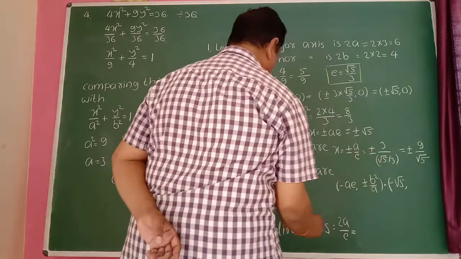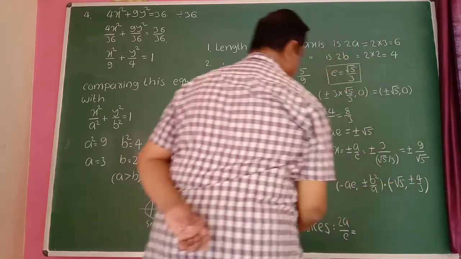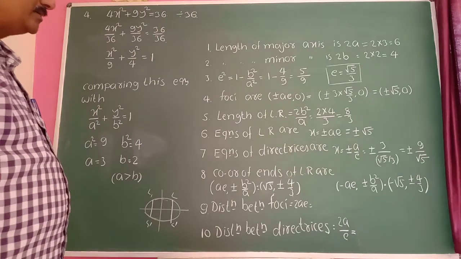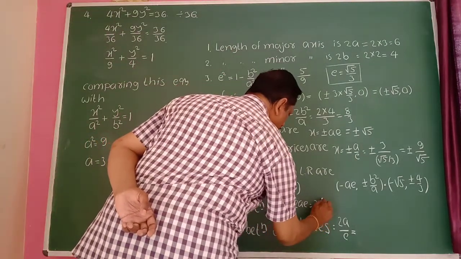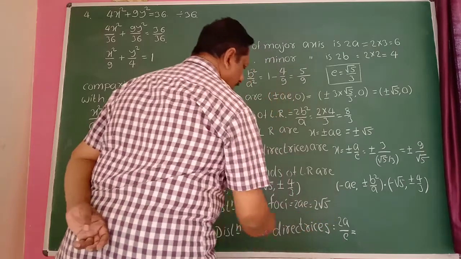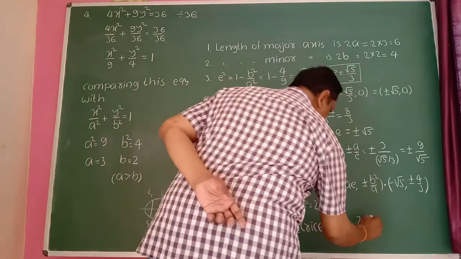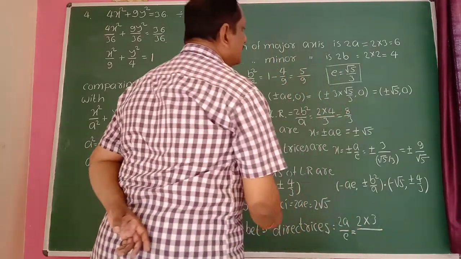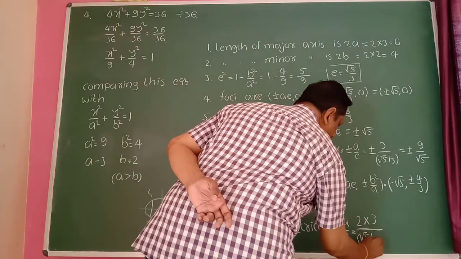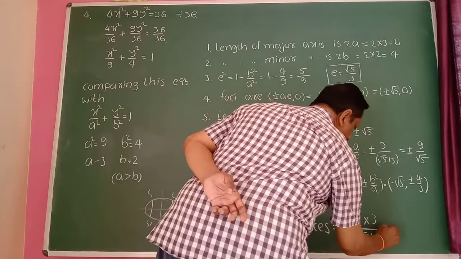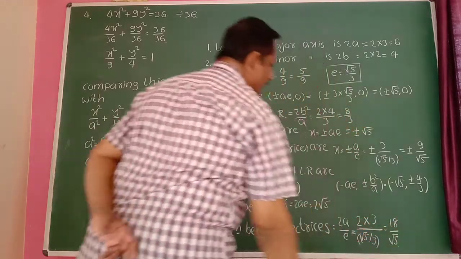Minus root 5 and plus or minus 4 divided by 3. The ends of the latus rectum are at a distance between foci 2ae, which is 2 into root 5. The distance between the directrices is 2 into a value 3 divided by eccentricity, root 5 by 3. Root 5 divided by 3. 3 3s are 9, 9 2s are 18. So 18 divided by root 5 is the answer here.